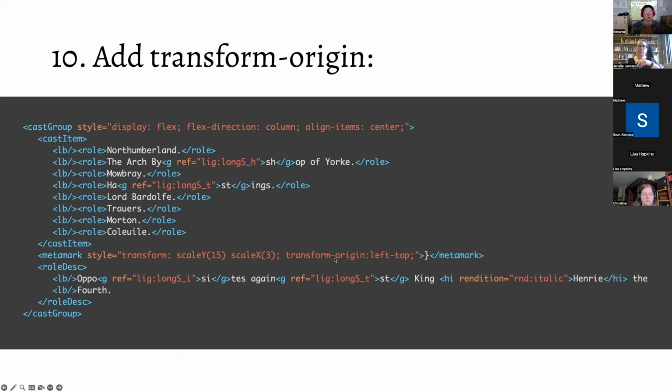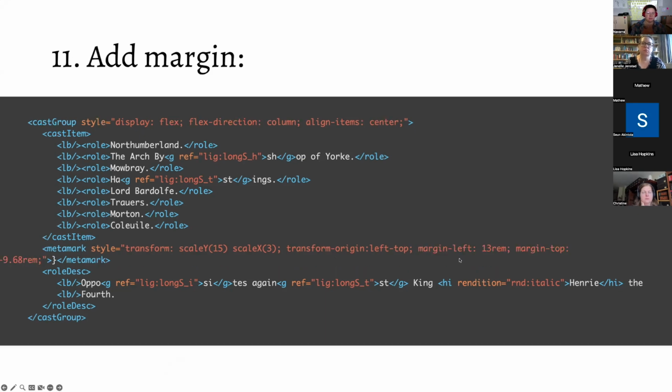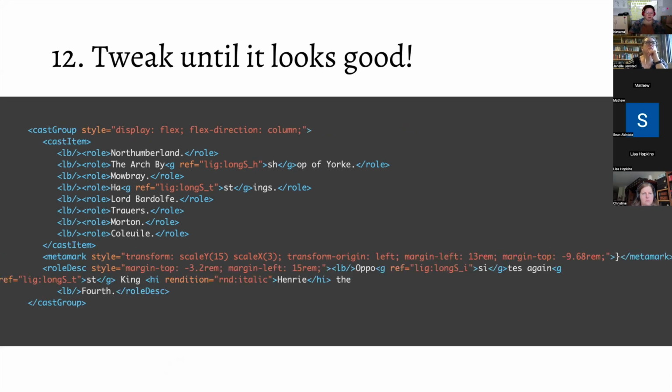You're then going to add the transform origin. So where are we stretching it from? Typically, we're going to use left to top. Again, experiment. If it doesn't look how you want it to, try some different values. And then we add our margin. When we did this one, this was just done with the two different properties, margin left, margin top. You could also just use margin. It's up to you what kind of makes most sense and how you prefer to do things. And then you get to tweak it until it looks good.